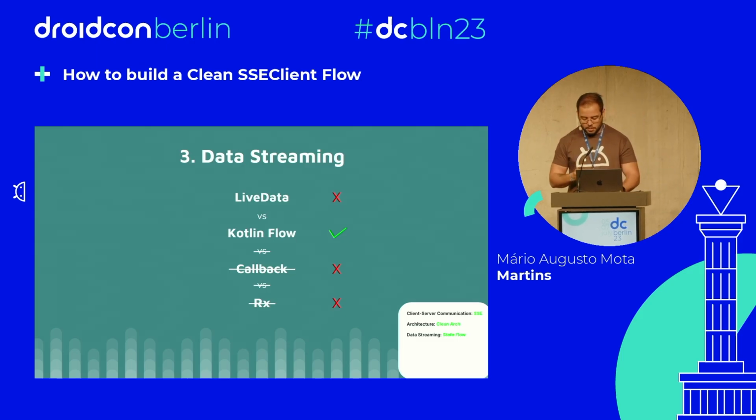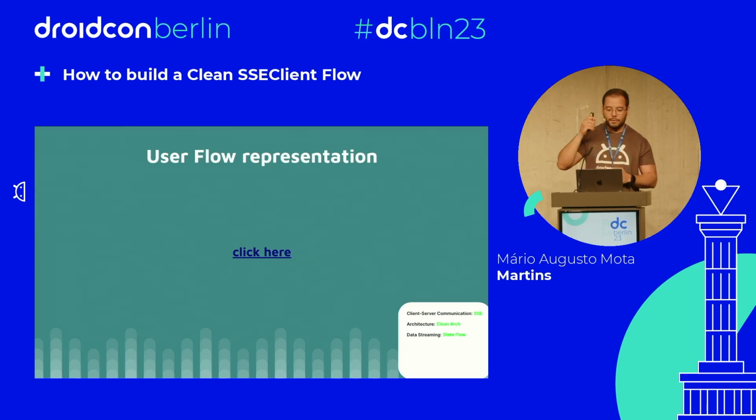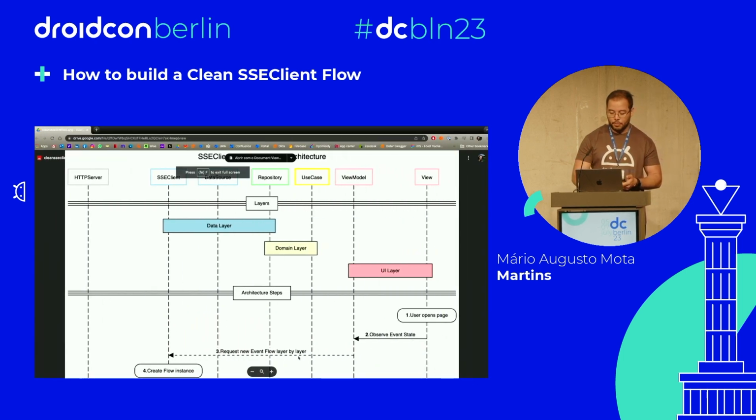updated. All right. Now that we have the three parts, which are the client-server communication set as SSE, the architecture set as a clean architecture, and the data stream as a state flow, we can have a clean view of the system in a sequence diagram of how it would work. First, the layers, the view model and the view as the UI layer. In the domain layer, we have the interface of the repository and the use case, and the data layer with the client, the data source, and the implementation of the repository.